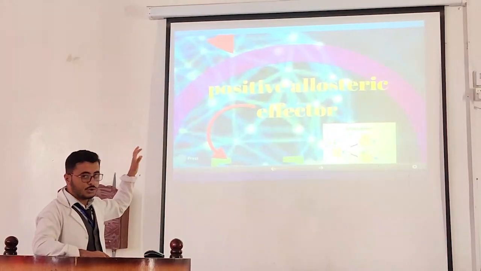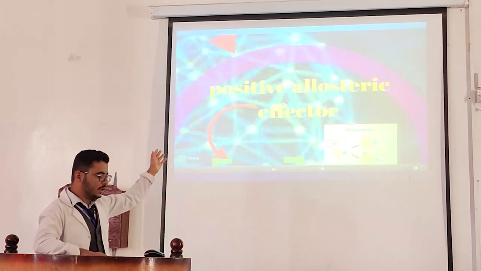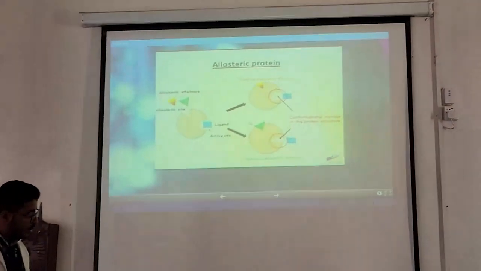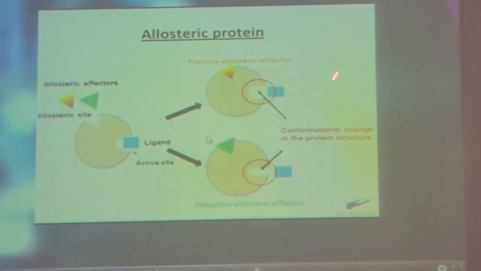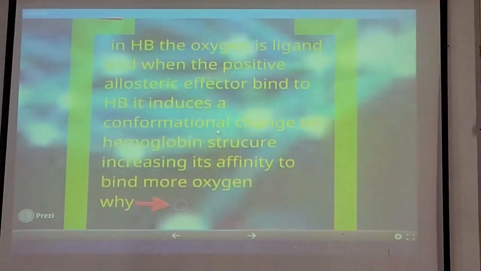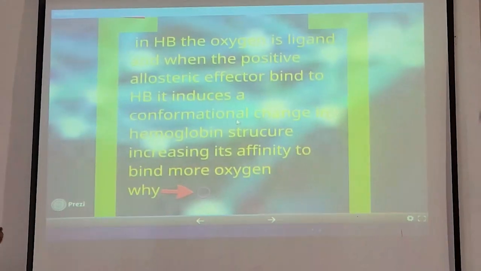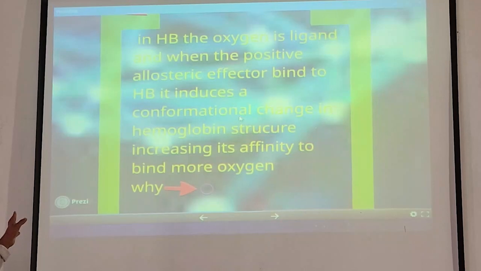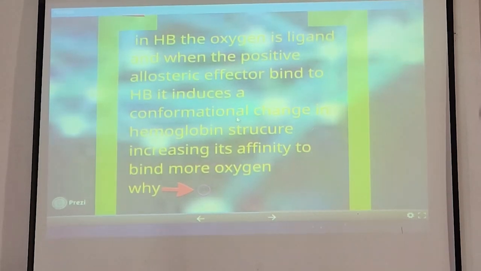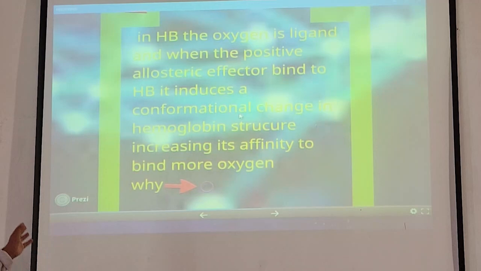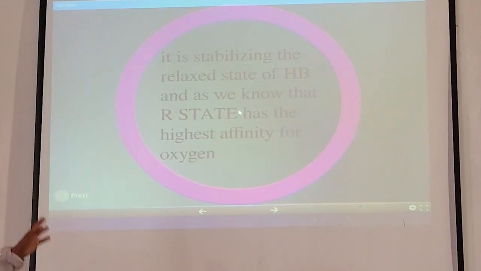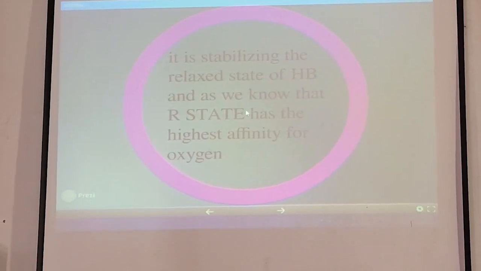When the effector acts in a positive way, it's called a positive allosteric effector. These positive allosteric effectors bind to proteins and cause a conformational change in its structure, making the active sites available for the ligand, with the blue color. And as we know, in hemoglobin the oxygen is a ligand. When positive allosteric effectors bind to hemoglobin, they induce a conformational change, increasing its ability to bind more oxygen. But why? Why do the positive allosteric effectors increase the affinity for oxygen? Because they stabilize the R state of hemoglobin. As we know, the R state has the highest affinity for oxygen.